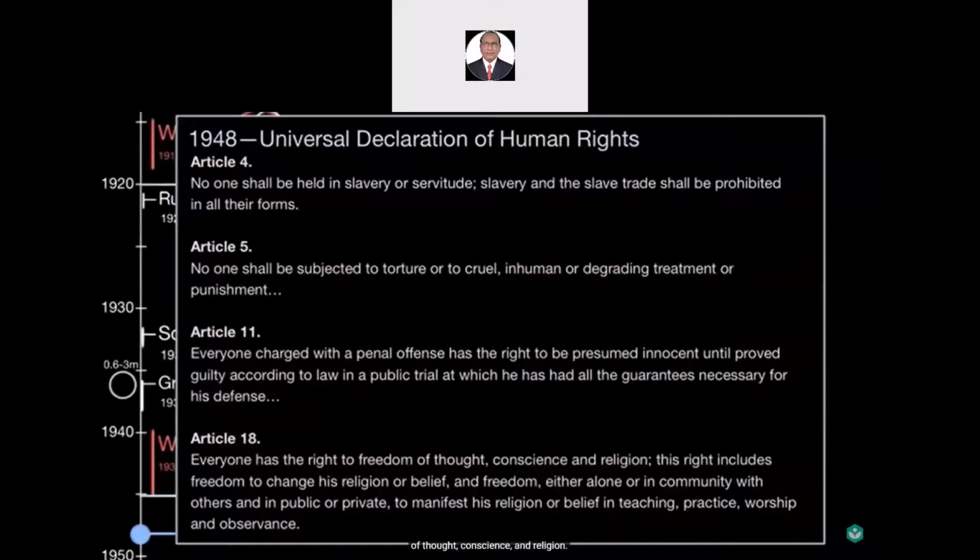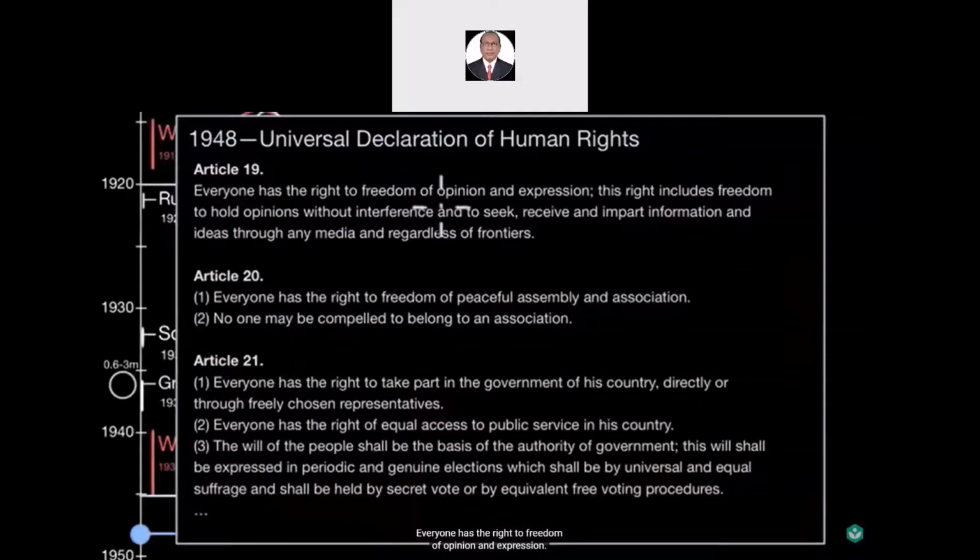Everyone has the right to freedom of opinion and expression, very similar to the First Amendment in the U.S. Constitution. Everyone has the right to freedom of peaceful assembly and association. No one may be compelled to belong to an association. And Article 21 is especially interesting. Everyone has the right to take part in the government of his country directly or through freely chosen representatives. Everyone has the right of equal access to public service in his country. The will of the people shall be the basis of the authority of government.